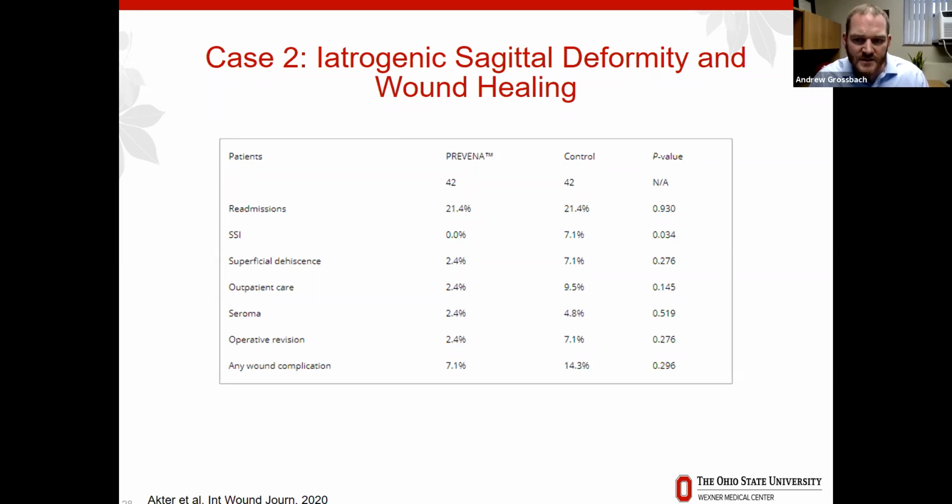Surgical site infections were significantly less in the negative pressure group. Superficial dehiscence: these are those patients that come back and you say, maybe we'll leave the stitches or staples in for another week, maybe come back again. Outpatient care is exactly like those patients. We're having to worry about it. It's not infected, but it doesn't look great. Let's check it again. Or, hey, can you send me a picture next week, show me what it looks like?